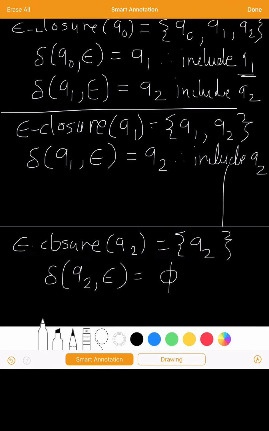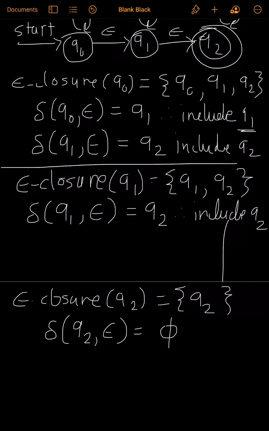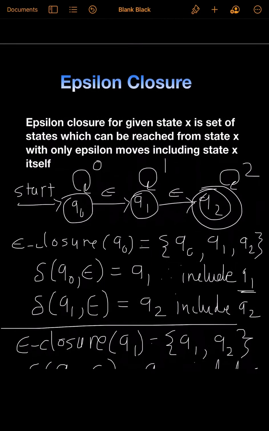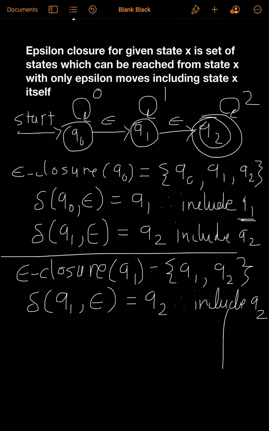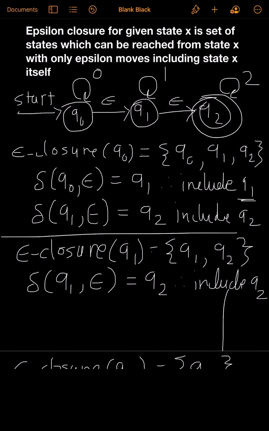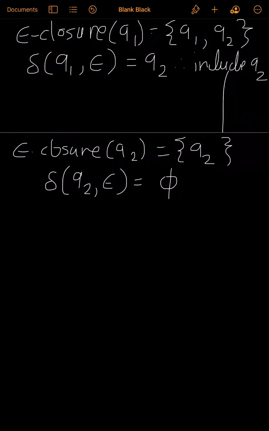So, in this way, we calculate the epsilon closures for different states. In our next video, we are going to see the conversion of NFA with epsilon transition to simple NFA, in which we are going to see the epsilon closure concept as well.